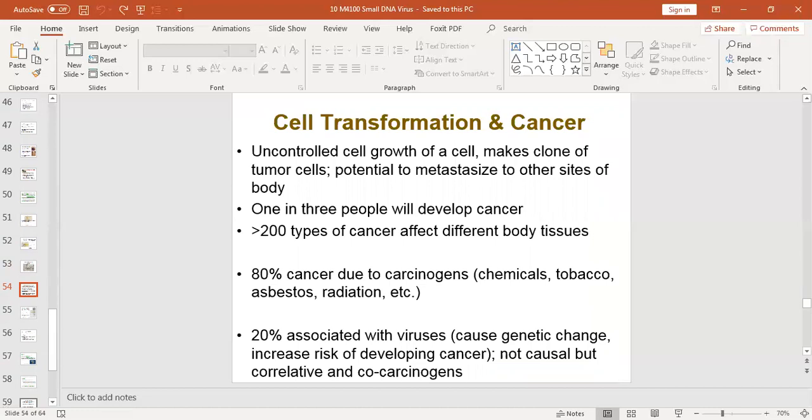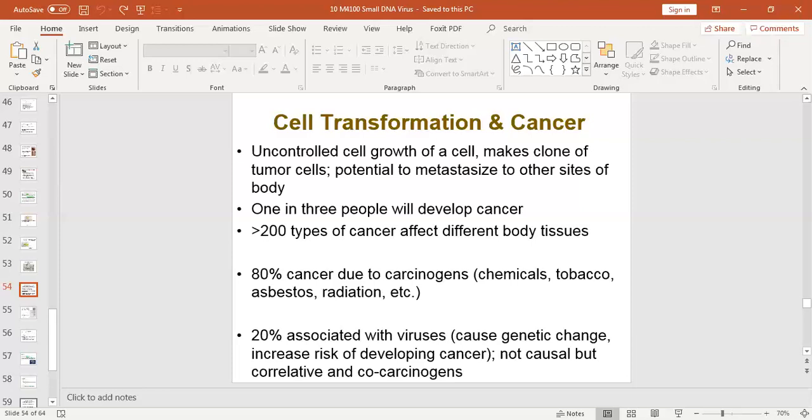So let's talk a few words about cellular transformation and cancer. Cancer is uncontrolled growth of a cell, and it makes clones of tumor cells. What does it mean? Clone means that it originates from one single cell. So hypothetically, all of the cells in a tumor mass should be identical. However, this is not the case because we have genetic instability and we have a concept called tumor heterogeneity.